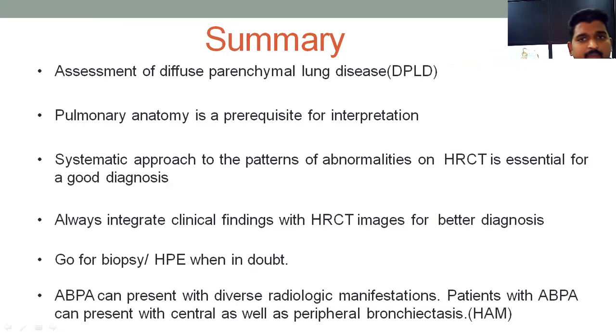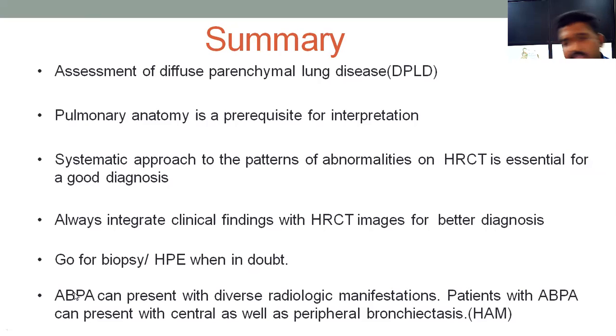Okay, at the end of my presentation, for assessment of any diffuse parenchymal lung disease, the best thing is that you should know pulmonary anatomy for interpretation. A systematic approach for the patterns of abnormalities on HRCT, as I described already in my presentation, is very good and essential for a good diagnosis. Always integrate your clinical findings and HRCT images for better diagnosis. And go for a biopsy in HPE when in doubt. Don't go for a biopsy in all the cases. When in doubt, then you can go for it.